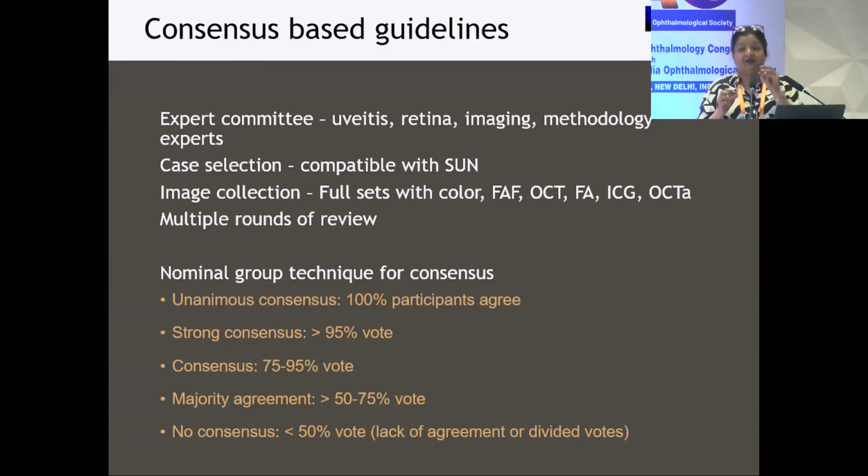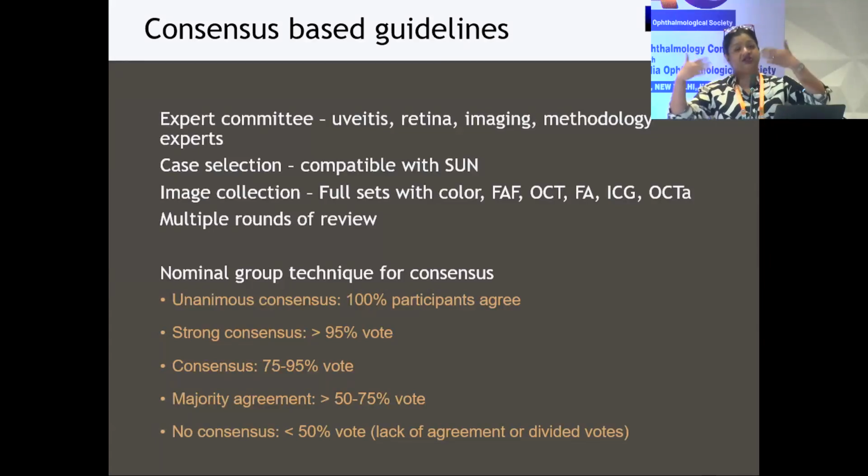Then the most time-consuming task was finding the cases, because even in my clinic, I might see a birdshot patient, but I may not get an FA at that visit. I may get an ICG one time, I get an FA to make life easy. So we had to find patients who had the entire spectrum. They have to have a qualified diagnosis, and then they had to have color photos, and they had to have autofluorescence, OCT, ICG, OCTA. So we wanted to collect all of that.